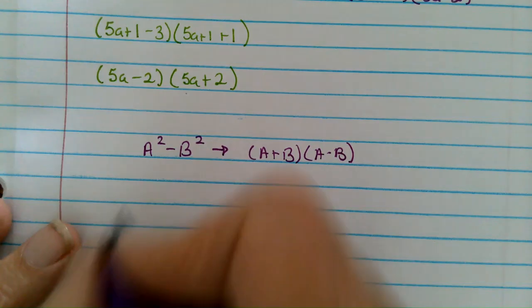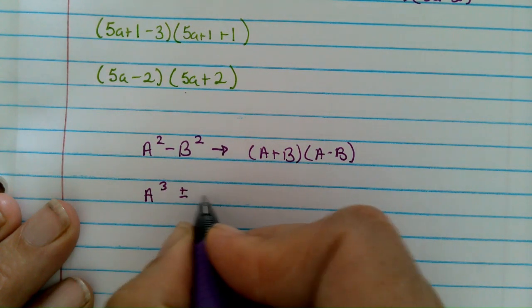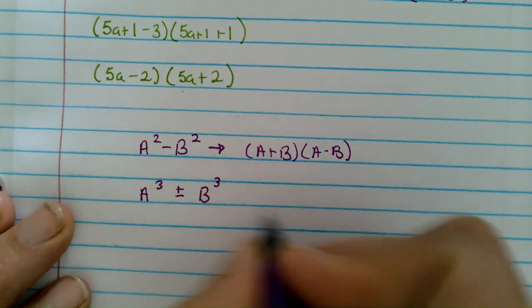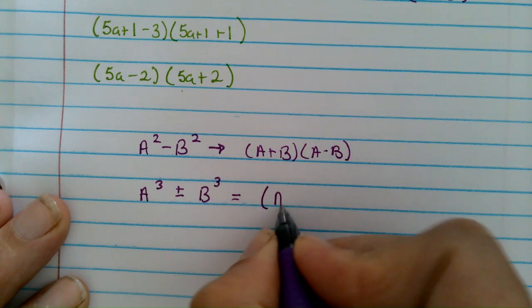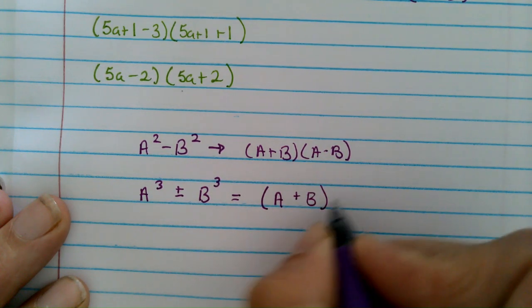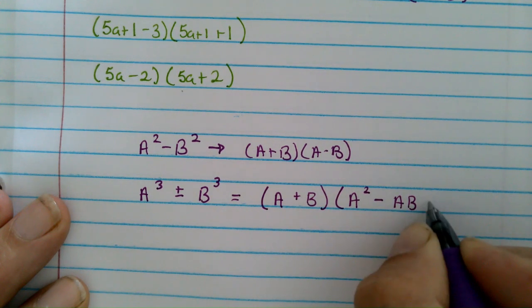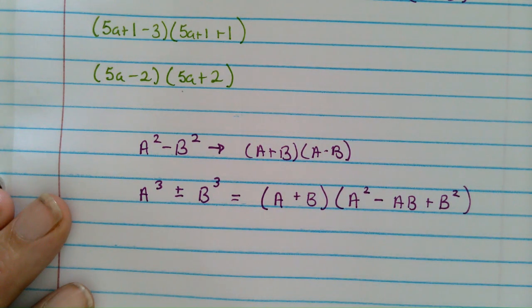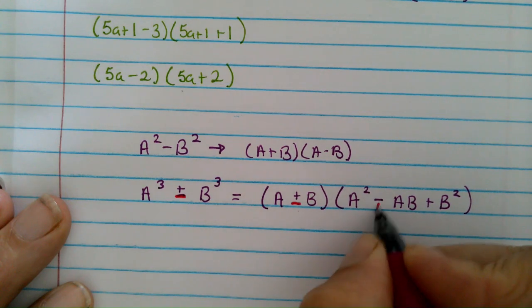The next one is a little bit harder to get if you don't know how to do synthetic division and you don't have it memorized. A cubed plus b cubed: you'll have a plus b, a squared minus ab plus b squared. If instead of a plus it were a minus, then this would become a minus and this would become a plus.